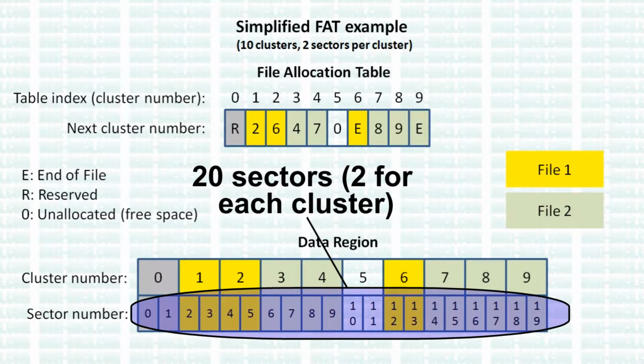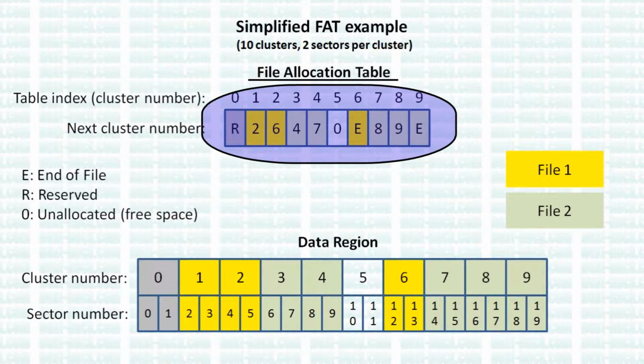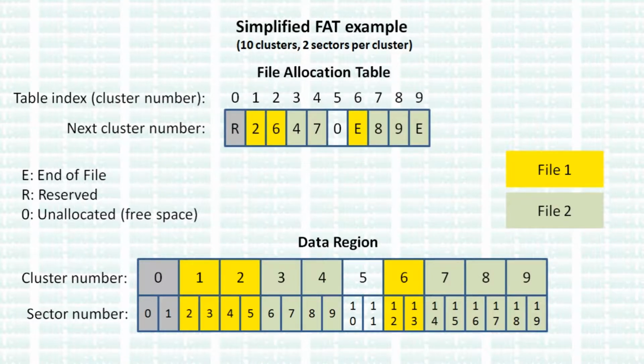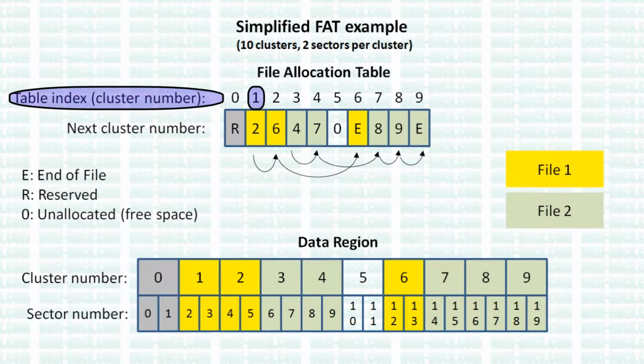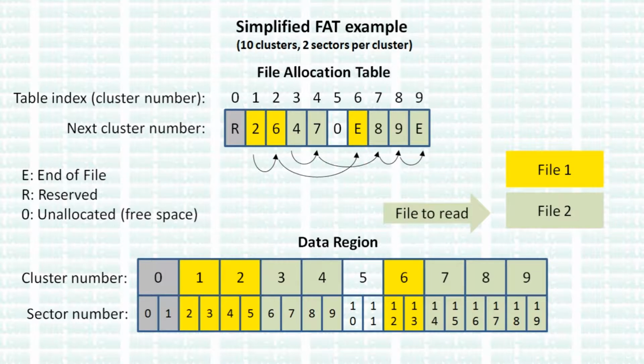We have just 10 clusters and 2 sectors per cluster. The file allocation table, shown on the top, defines chains of clusters, the files. For each cluster number, which corresponds to the table index, we store the index of the next cluster on the file. In this example, if a cluster is the last one of a file, we store an E. Let's suppose we want to read the file number 2. Let's also suppose we already know that the file number 2 begins with the cluster number 3, i.e. at sector 6. Therefore, we start reading such sector.